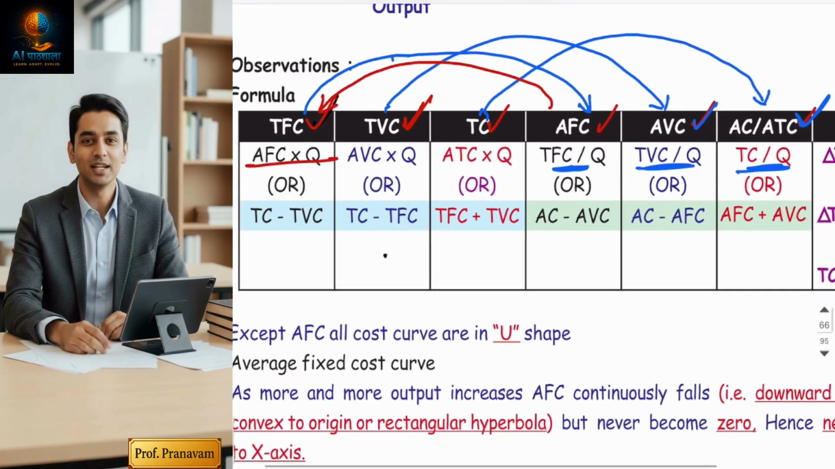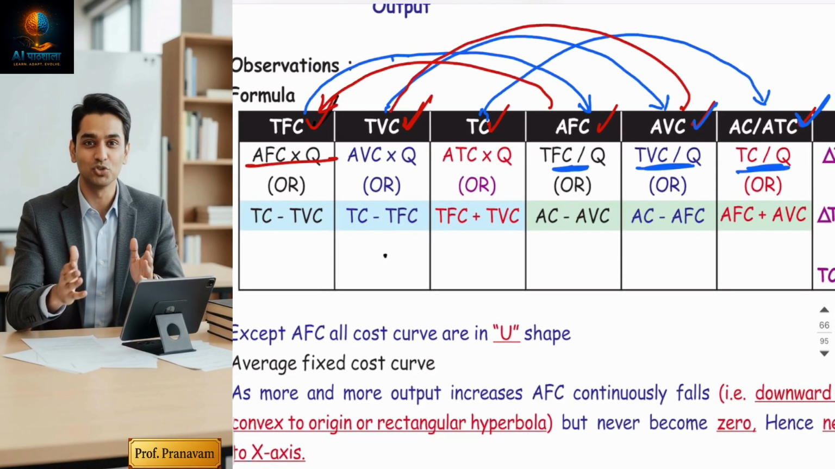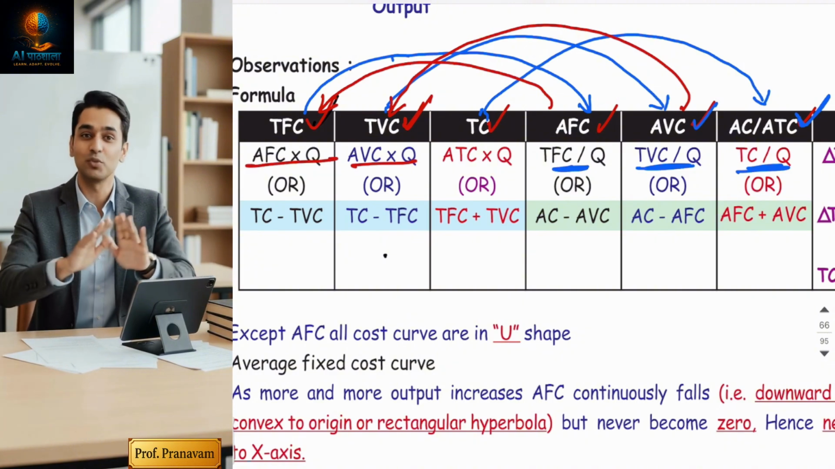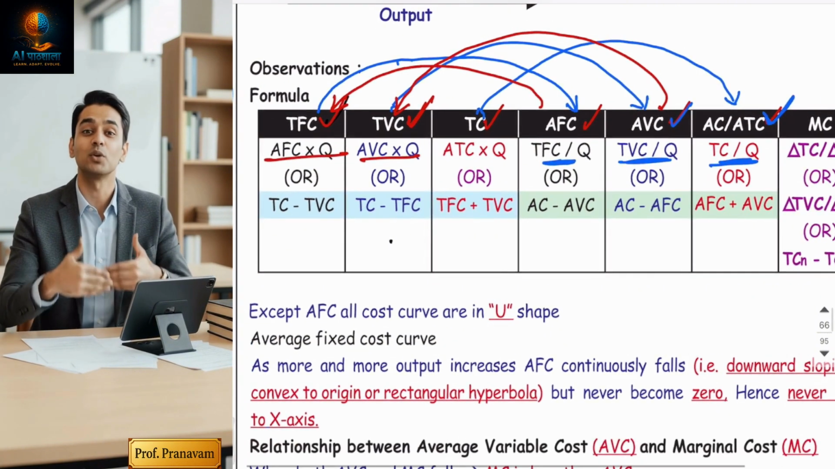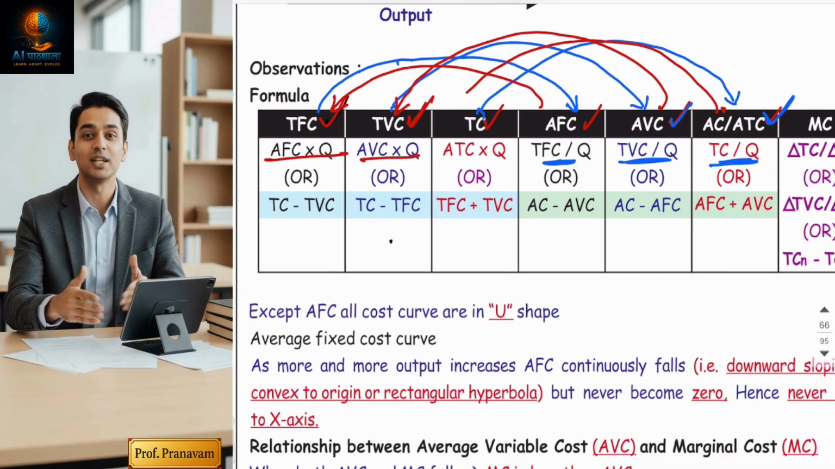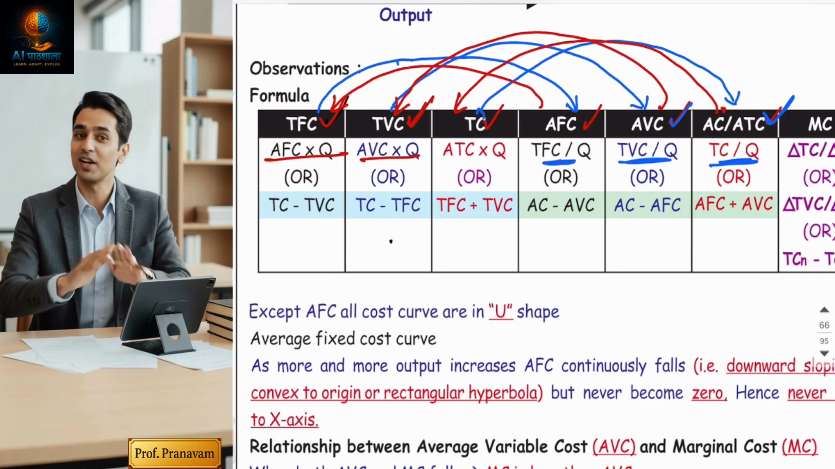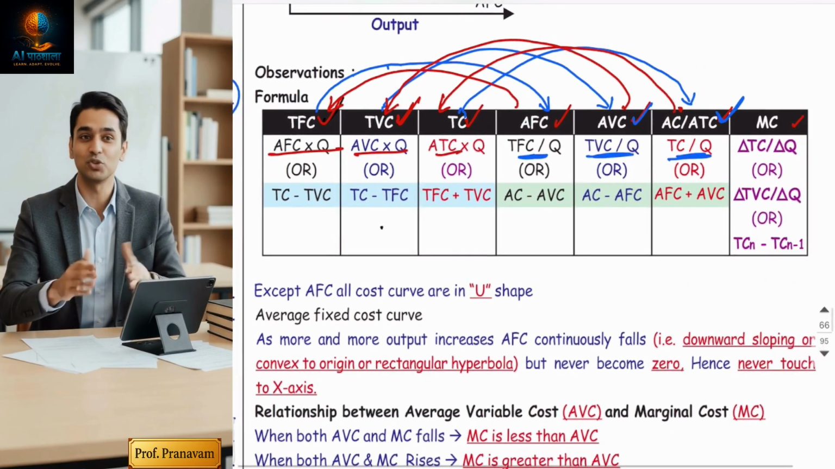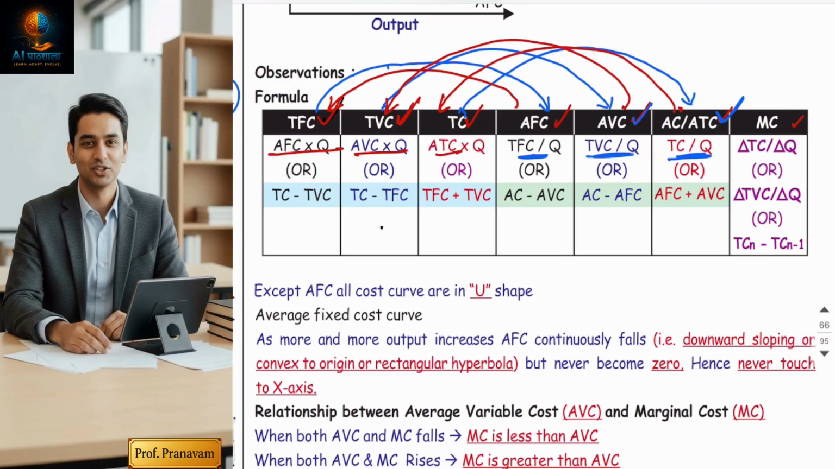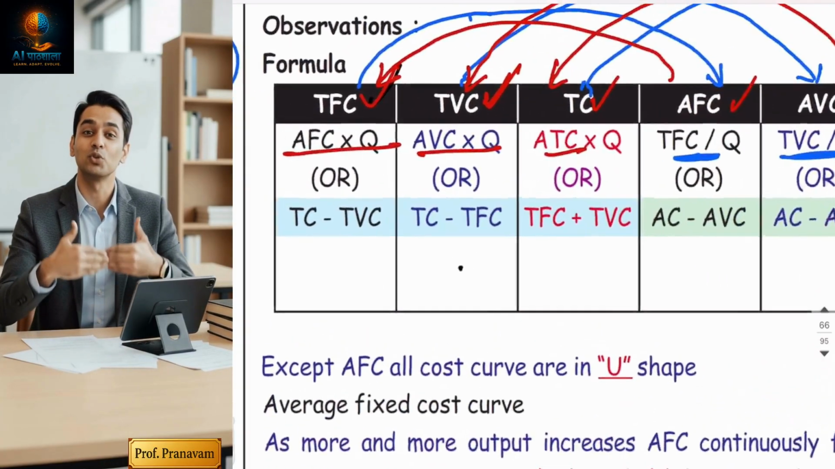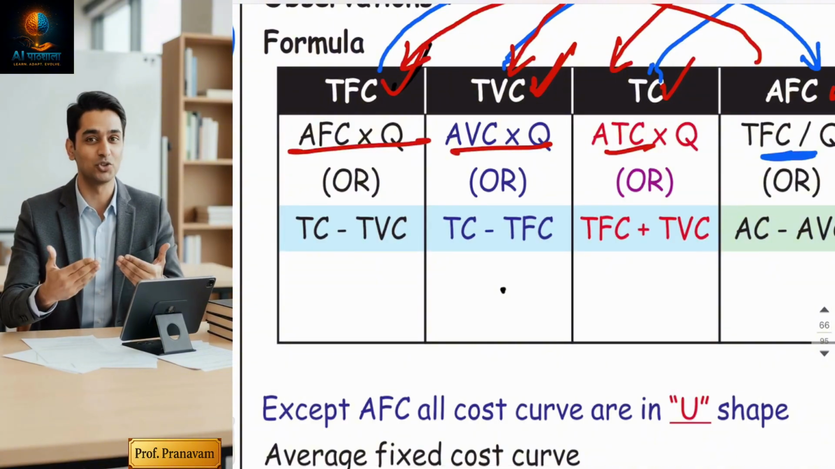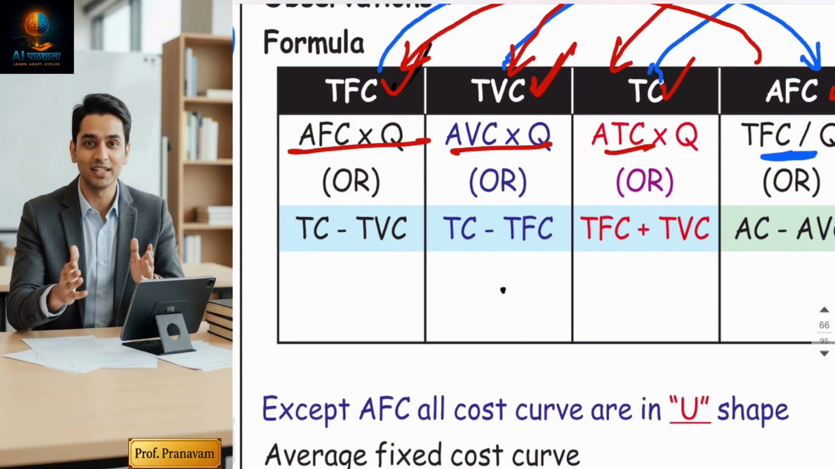If they ask you TVC, AVC will be given. From AVC, you can find TVC by multiplying by quantity: AVC into quantity. Now, if they ask you total cost, average cost will be given. So AC into quantity will give you total cost. Fine. So this was the first variety, where from total you were finding the averages and from averages you are finding the total. Now, sometimes in the question you have to find total cost from totals only.